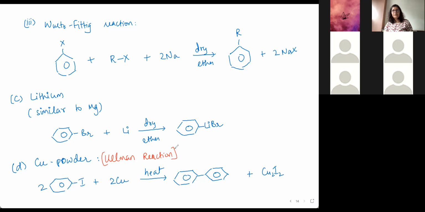You remember that. In that case, you don't heat a haloarene. You heat the diazonium salt with copper. In that case, you don't heat it with copper also. You heat it with a copper halide, copper chloride. So that's used in the preparation of haloarene. Here, if you're directly heating haloarene with copper powder, that's Ullmann reaction.